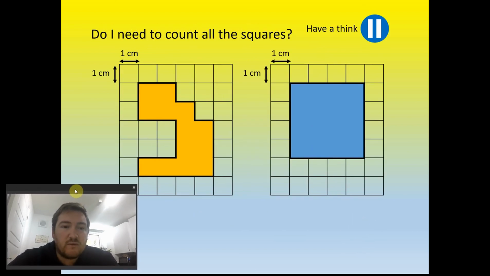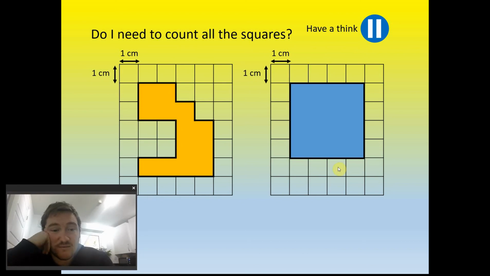Now, we've got two very different shapes here. We have a sort of polygon, or I think it's called a rectilinear shape, and we've got a square. Now the question is, do I need to count all the squares? We'll name this one A, and we'll name this one B.